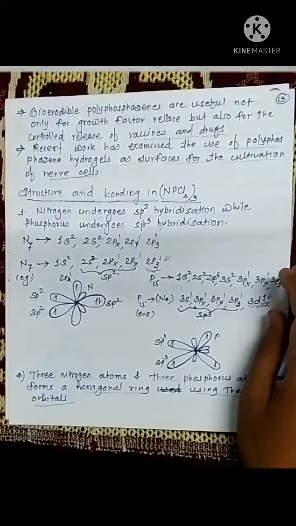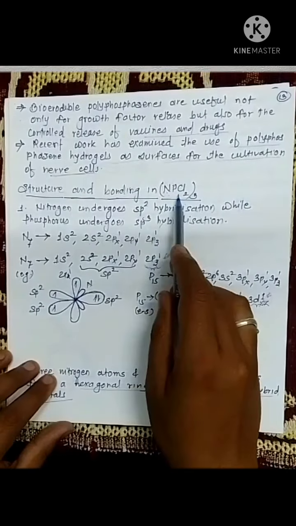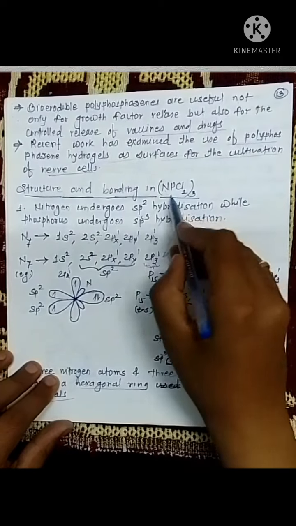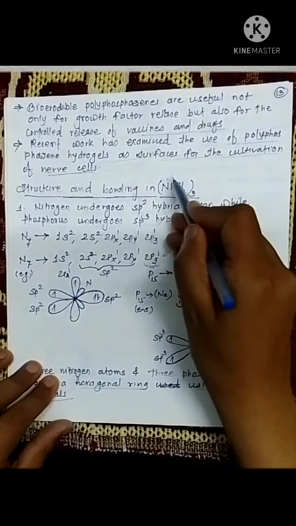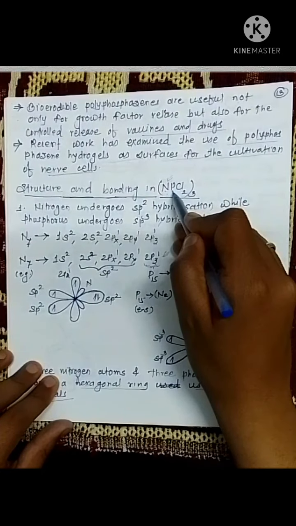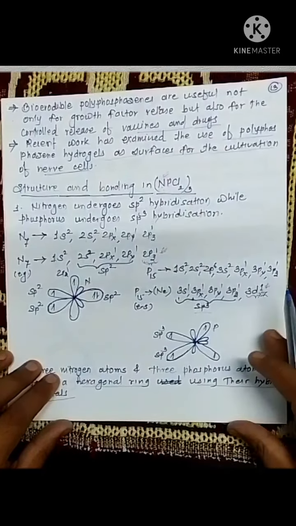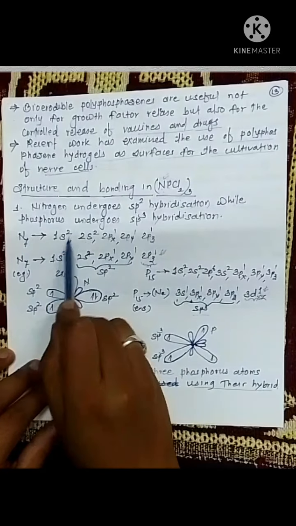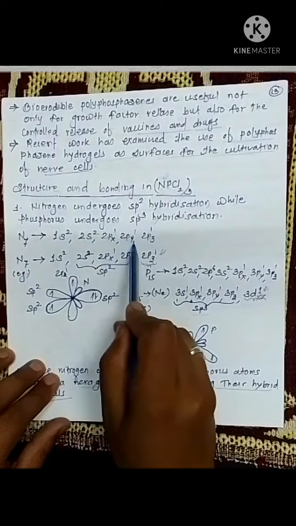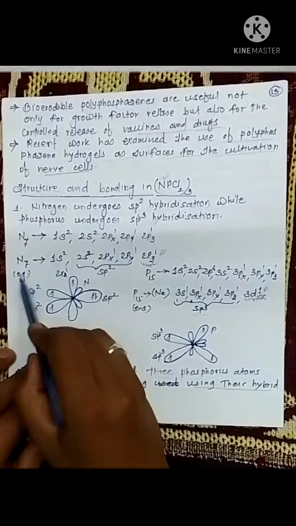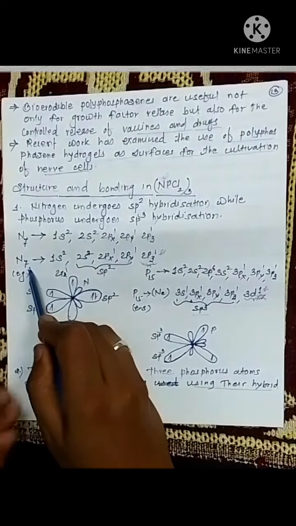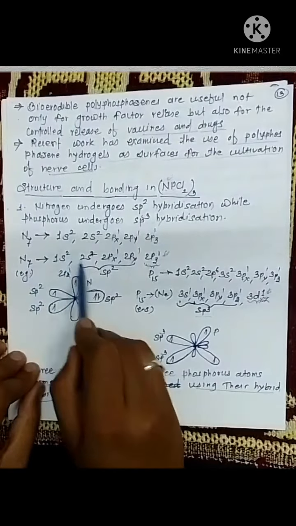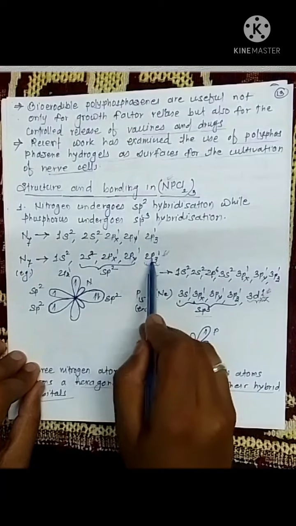Now we are going to see the structure and bonding in the (NPCl2)3 unit. In this compound, basically nitrogen is sp2 hybridized while phosphorus is sp3 hybridized. Just see here, the electronic configuration of nitrogen in ground state can be written as 1s2, 2s2, 2px1, 2py1, 2pz1, while the electronic configuration of nitrogen in excited state is written like this: 1s2, 2s2, 2px1, 2py1, 2pz1.